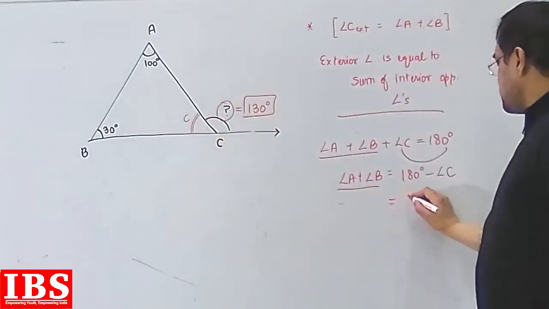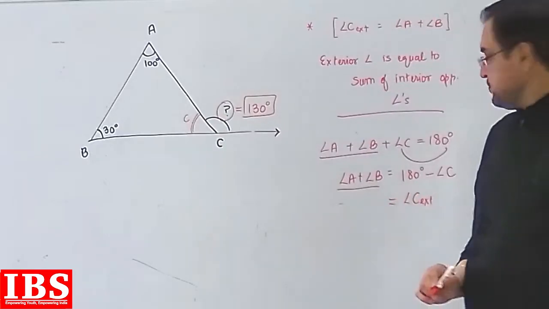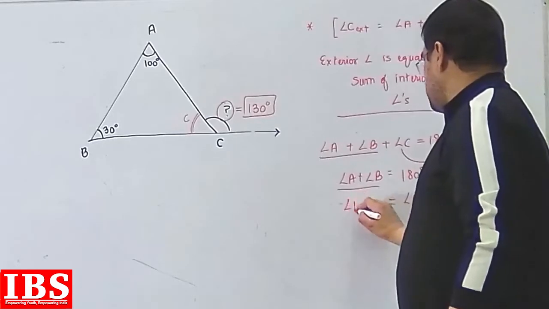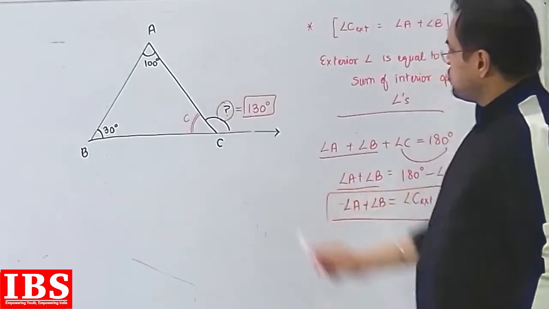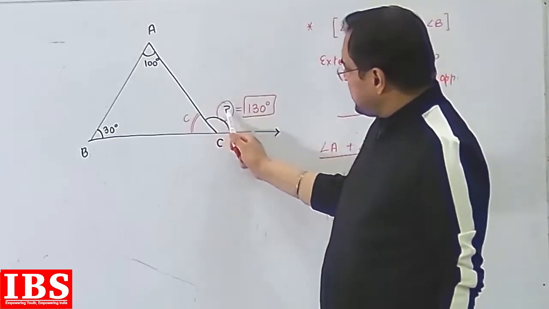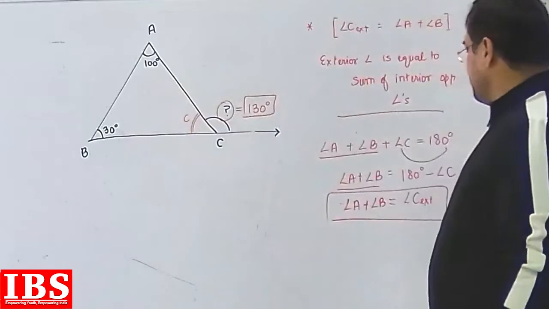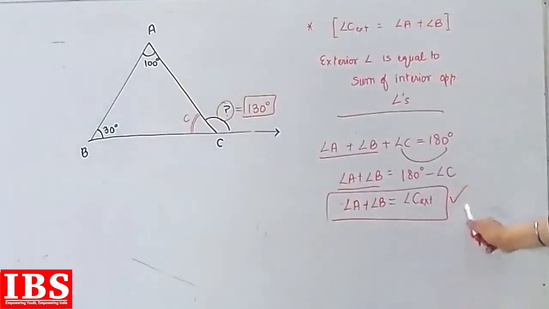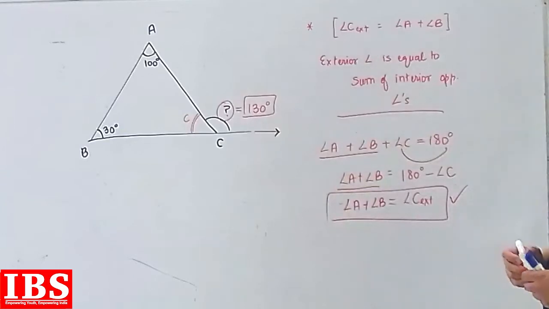Okay, so this is equal to angle C external, or exterior angle. So angle C exterior is equal to the sum of angles A and B. So we can find out that this angle is equal to 100 plus 30, that is equal to 130. So from here we get to know this property and this angle.